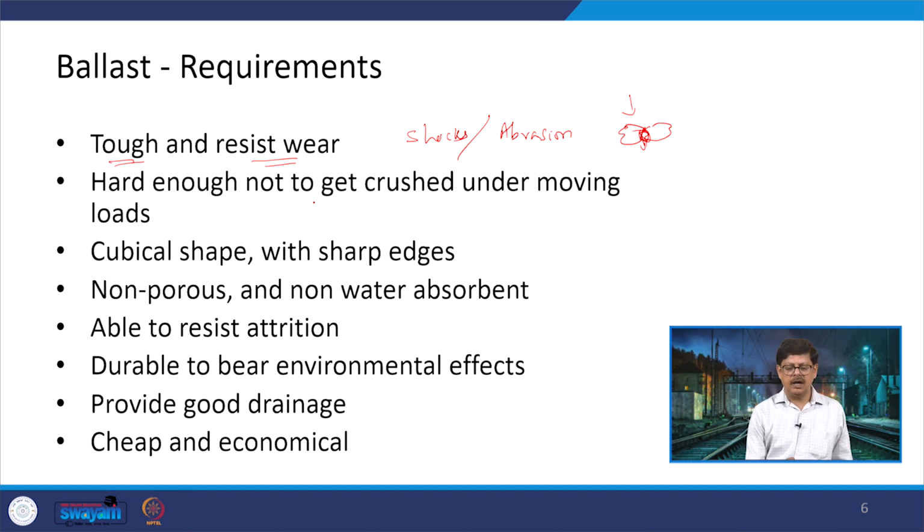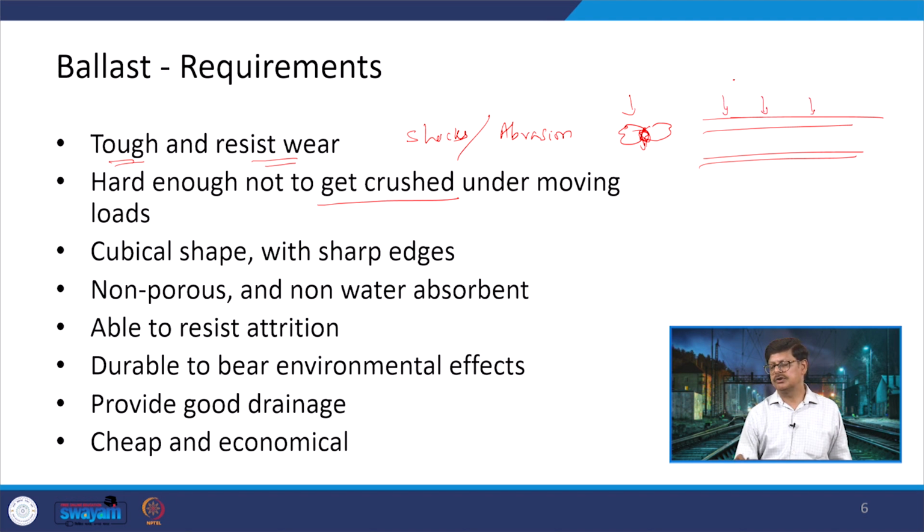They should be hard enough not to get crushed under the moving loads. So, at the top of the rail, the wheels are moving, the load is shifting. You have the rail being provided like this, and then the load is shifting continuously on the movement of the wheels. Whatever ballast is being provided here, it should not get crushed because of the loads which come here.